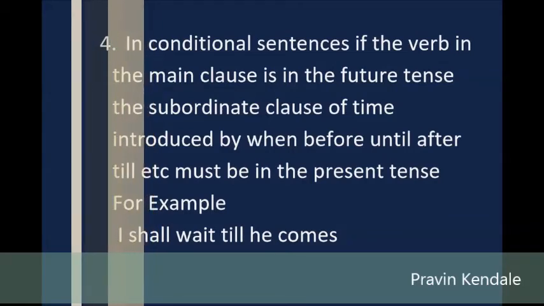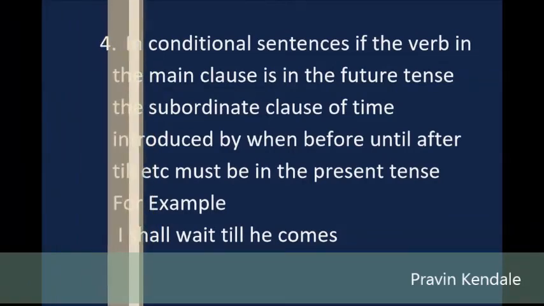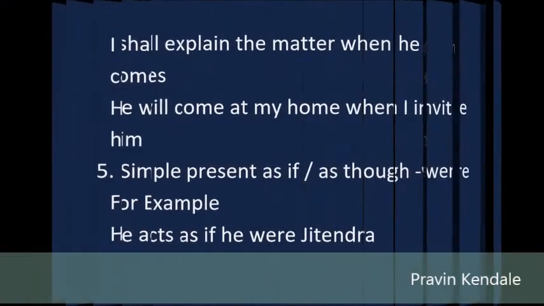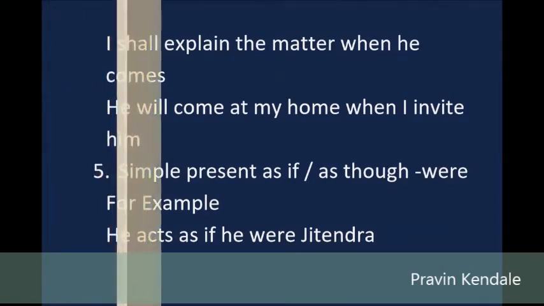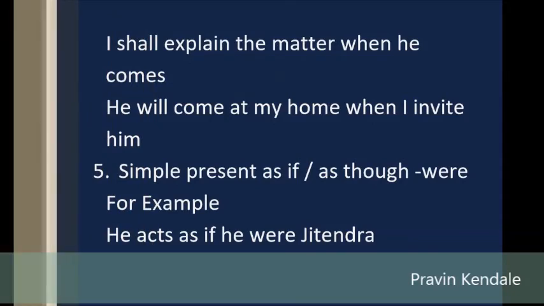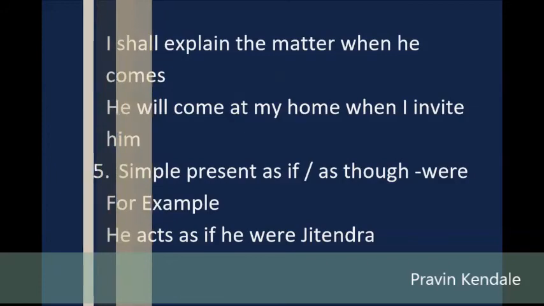4. In conditional sentences, if the verb in the main clause is in the future tense, the subordinate clause of time introduced by when, before, until, after, till, etc. must be in the present tense. For example, I shall wait till he comes. I shall explain the matter when he comes. He will come at my home when I invite him.